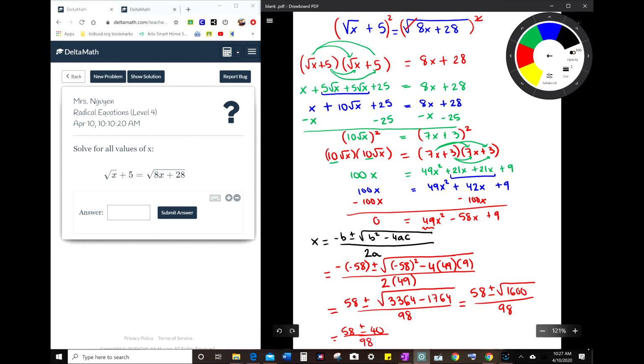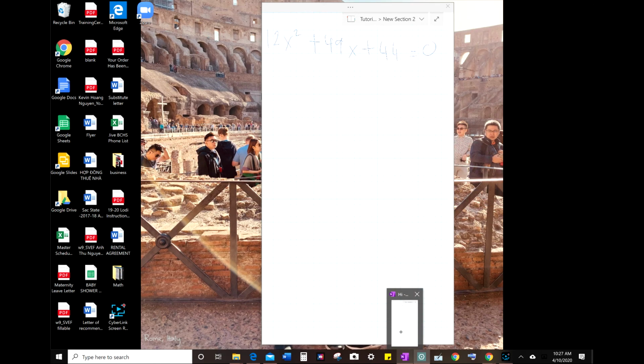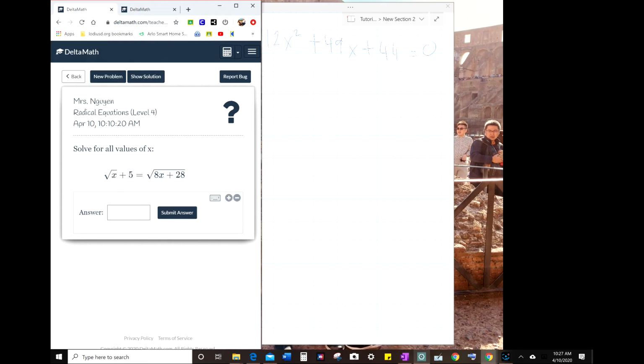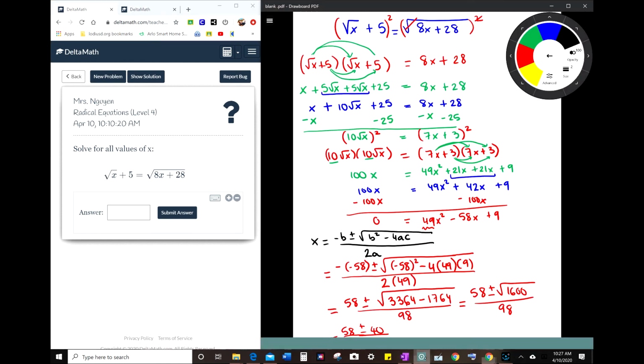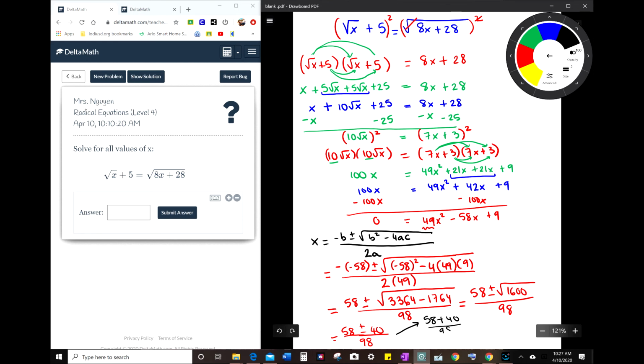So from here we have two solutions. The first one is 58 plus 40 over 98, and the second one is 58 minus 40 over 98. So the first one gives you 98 over 98, which is 1. And the second one is 18 over 98, and you can simplify it, dividing both by 2, you get 9 over 49.